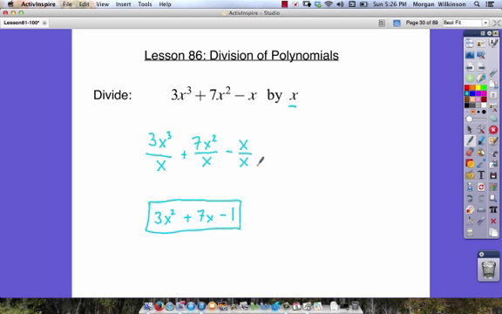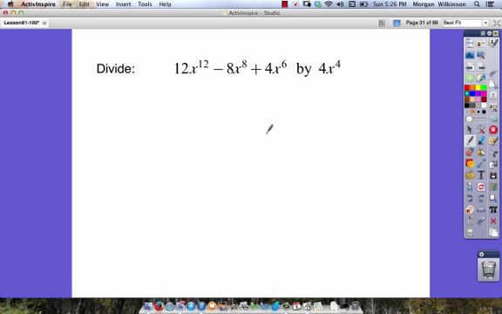Let's look at another one. We're dividing by one term. Here we want to divide 12x to the 12th minus 8x to the 8th plus 4x to the 6th by 4x to the 4th. So we only have one term here, so we're going to divide each of our terms in our original trinomial by 4x to the 4th.